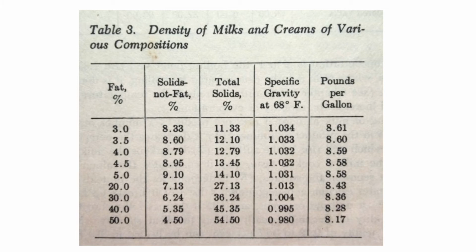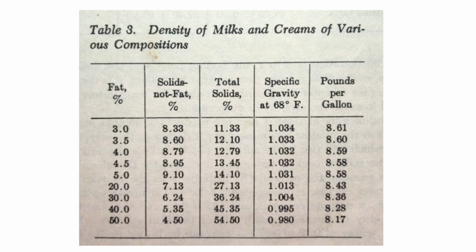Then the densities of milk and cream of various compositions. This is the table showing the first column, the fat in percentage. The second column, SNF, that is solids-not-fat in percentage. The third column, the total solids in percentage. The fourth column is the specific gravity at 68 degrees Fahrenheit, and the last one is pounds per gallon. Here, at fat percent 3, the solids-not-fat is 8.33, and the total solids is 11.33%. The specific gravity at 68 degrees Fahrenheit is 1.034, and pounds per gallon is 8.61.